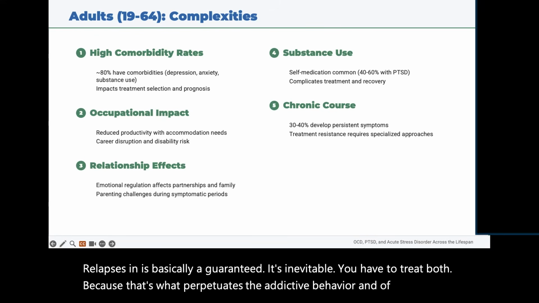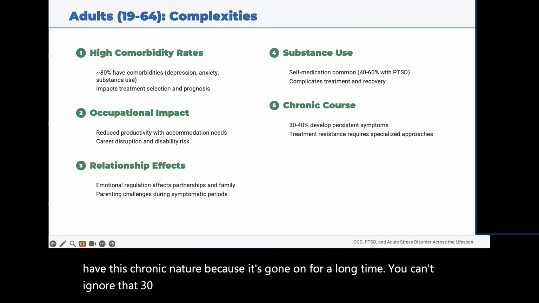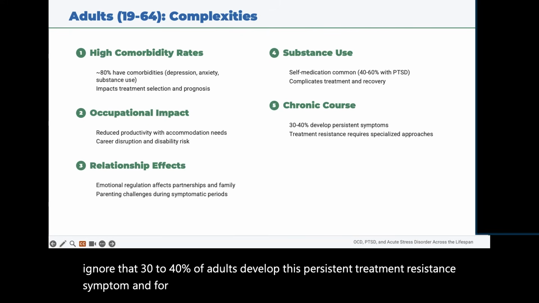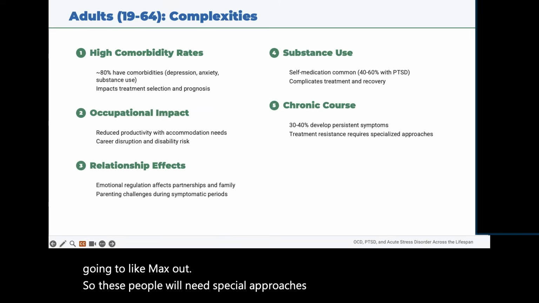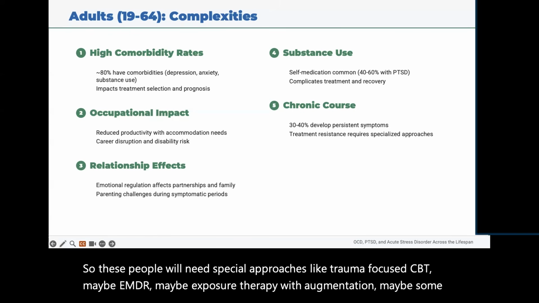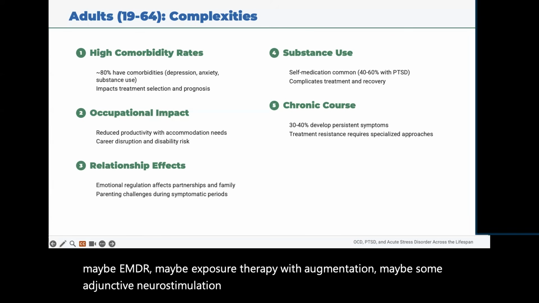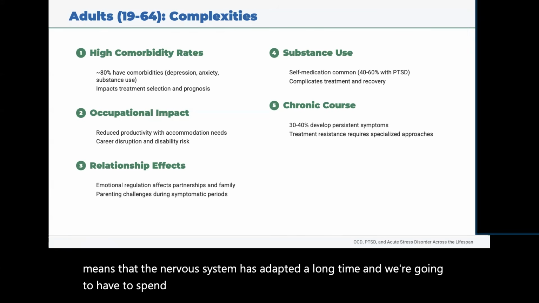And of course, we have this chronic nature because it's gone on for a long time. You can't ignore that 30 to 40% of adults develop this persistent treatment-resistant symptom. And for these patients, standard CBT and SSRI protocols are going to max out. So these people will need special approaches like trauma-focused CBT, maybe EMDR, maybe exposure therapy with augmentation, maybe some adjunctive neurostimulation. Chronic does not mean hopeless. It just means that the nervous system has adapted a long time, and we're going to have to spend some time trying to move past this.